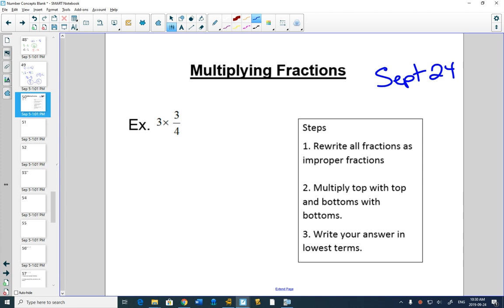So in multiplying fractions, you are going to want to first rewrite all fractions as improper fractions. And that includes even whole numbers. Did you know that the whole number 3 can be written as 3 over 1? What's 3 divided by 1? Still 3. But we can write 3 as a fraction. And that's, in a sense, writing it as an improper fraction, because normally you would write just 3, but we can write it as a fraction. And so I have 3 over 1 times 3 over 4.